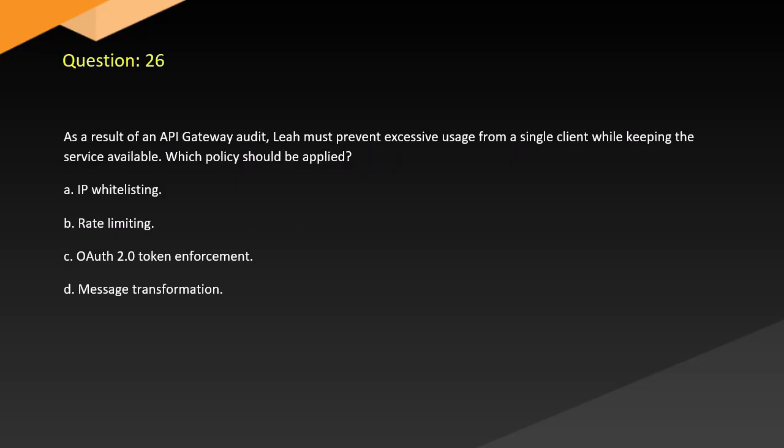Question 26. As a result of our API gateway audit, we must prevent excessive usage from a single client while keeping the service available. Which policy should be applied? A. IP whitelisting. B. Rate limiting. C. OAuth 2.0 token enforcement. D. Message transformation.